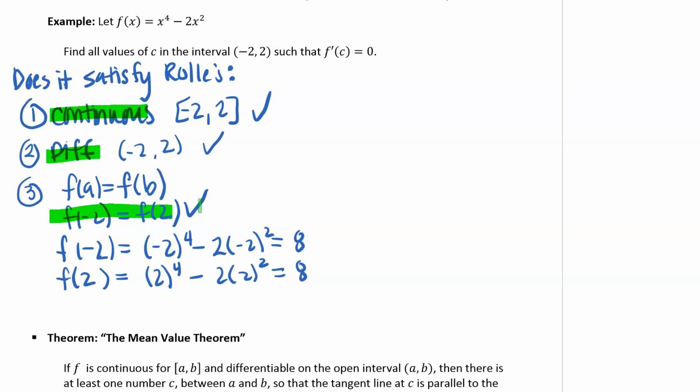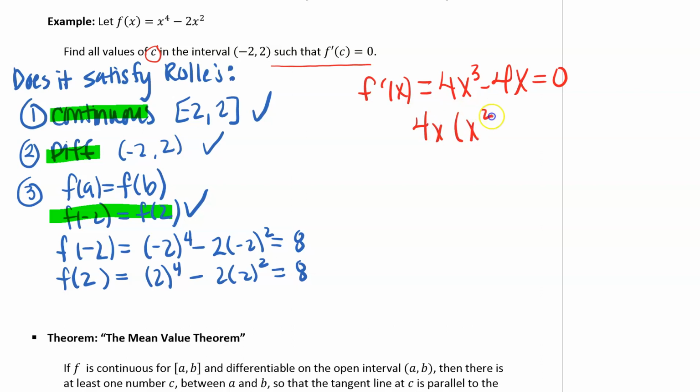I wanted to check that first, because if Rolle's doesn't apply, then I cannot find f prime of c equal to 0, or I cannot find all the values of c where that is true. So now I'm going to take my derivative, 4x cubed minus 4x, and set it equal to 0. Now they have a GCF of 4x, so that would give me x squared minus 1 equal to 0. And I could further factor that by the difference of 2 squares, so that would be x plus 1 and x minus 1.